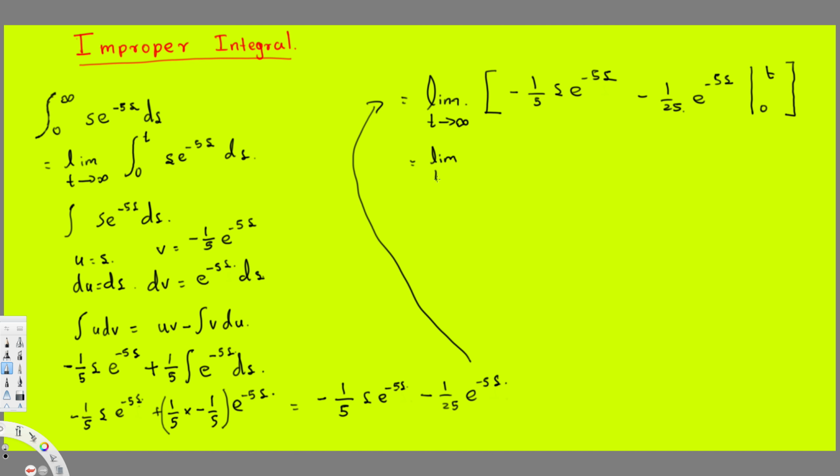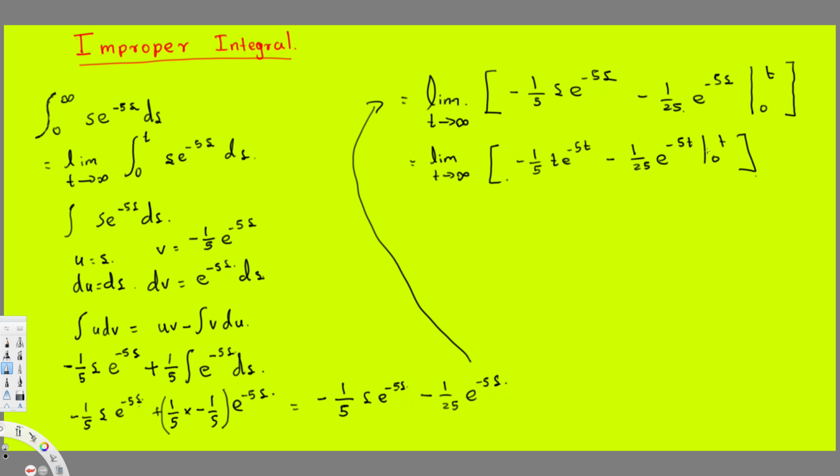in terms of t. Limit t approaches infinity, and we took, so the t is what we are going to apply for s. So let's switch s with t. Minus 1 over 5 t e minus 5 t minus 1 over 25 e power minus 5 t, 0 to t, and that's the function.